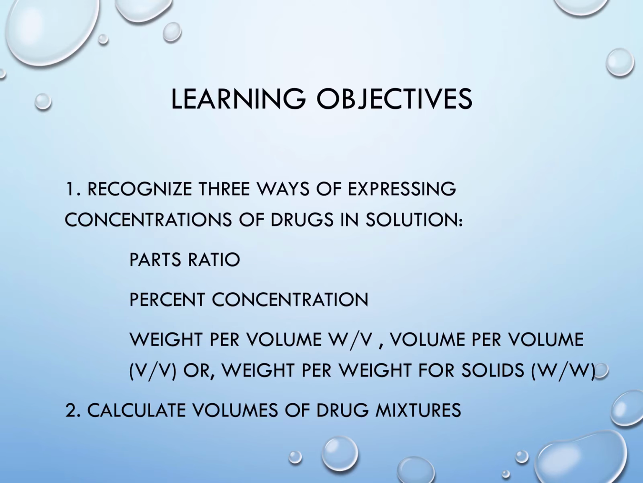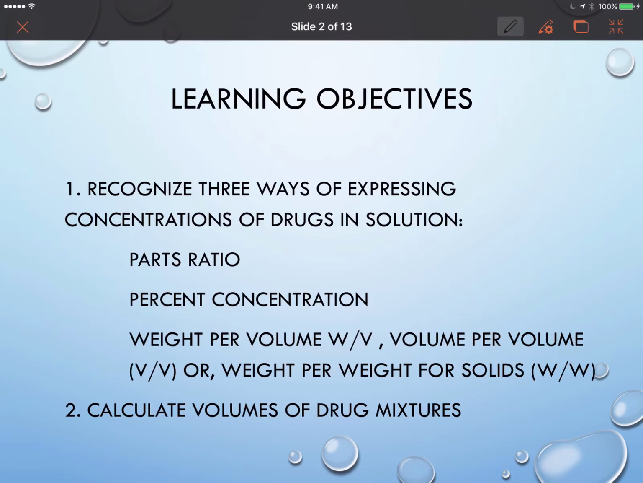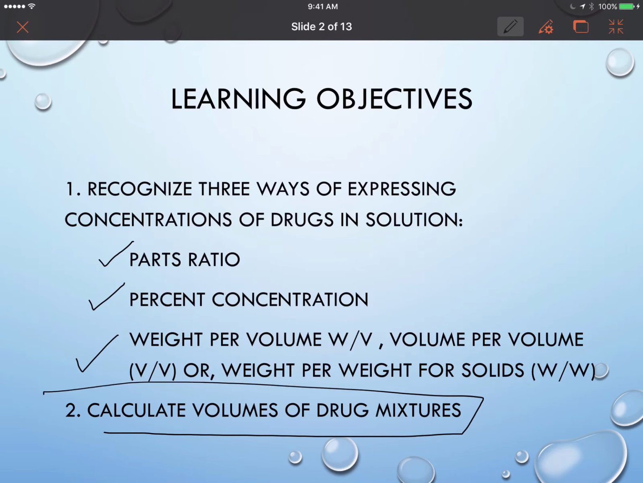You should be able to recognize the three ways that solutions are expressed, and you should be able to calculate volumes of drug mixtures. Solutions can be expressed in various different ways, and the common ways that we often see them is in number 1, a parts ratio, number 2, a percent concentration, and number 3, either a weight per volume, volume per volume, or weight per volume notation. This second part of the learning objective, calculate volumes of drug mixtures, it'll often be up to you to figure out how much of the drug and how much of the diluent you need to add together in order to make up a particular concentration of solution.